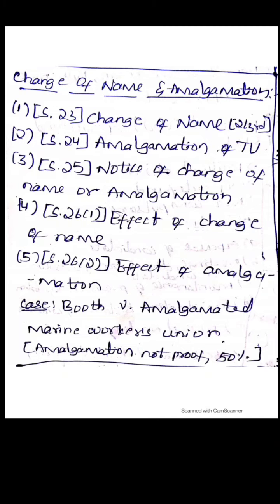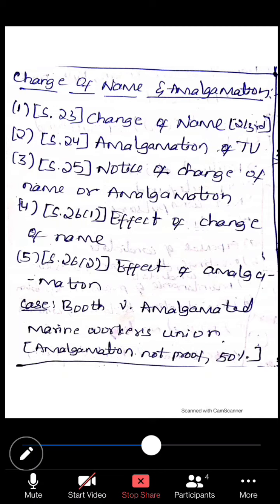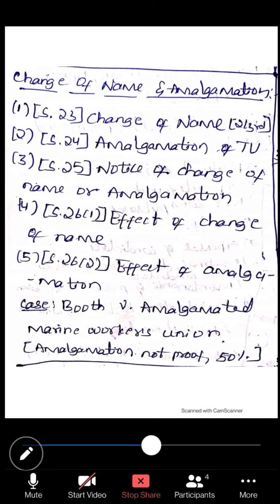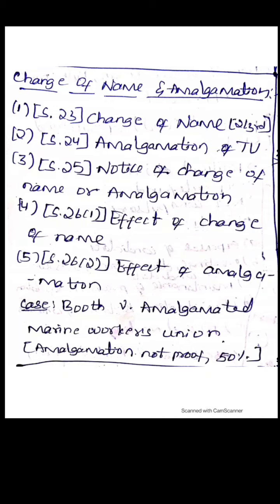Section 26(2), effect of amalgamation. What will happen when a trade union gets amalgamated? It does not prejudice any right of the trade union or any right of a creditor of any of them. So it does not prejudice or change any right after amalgamation. They will still have their registered trade union rights.